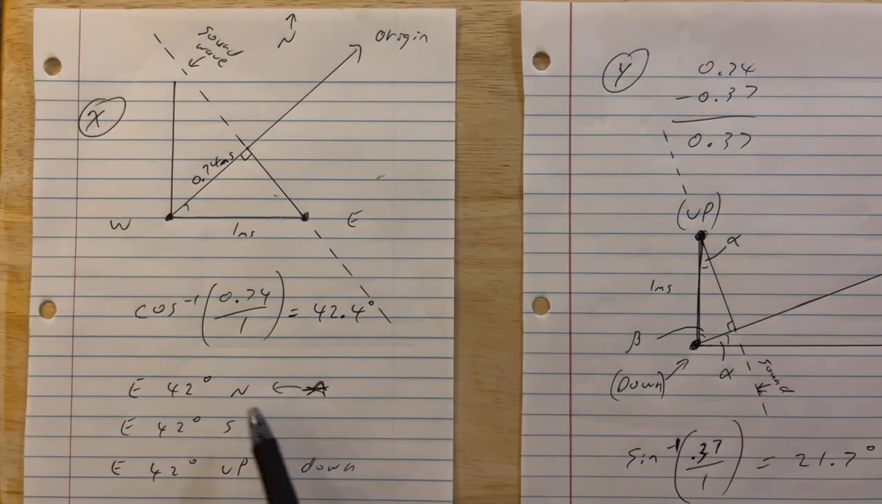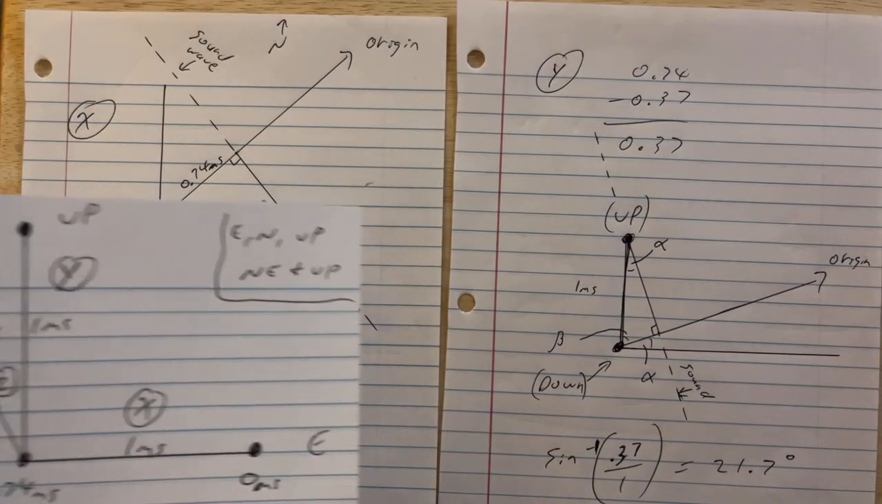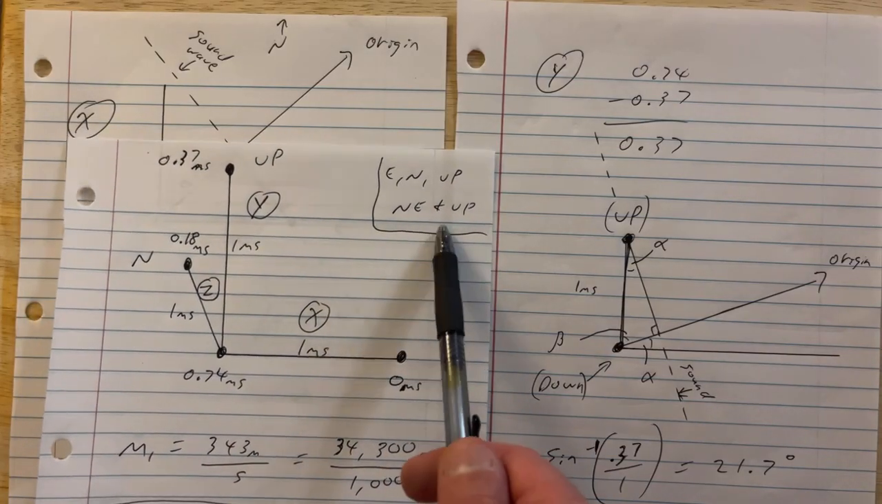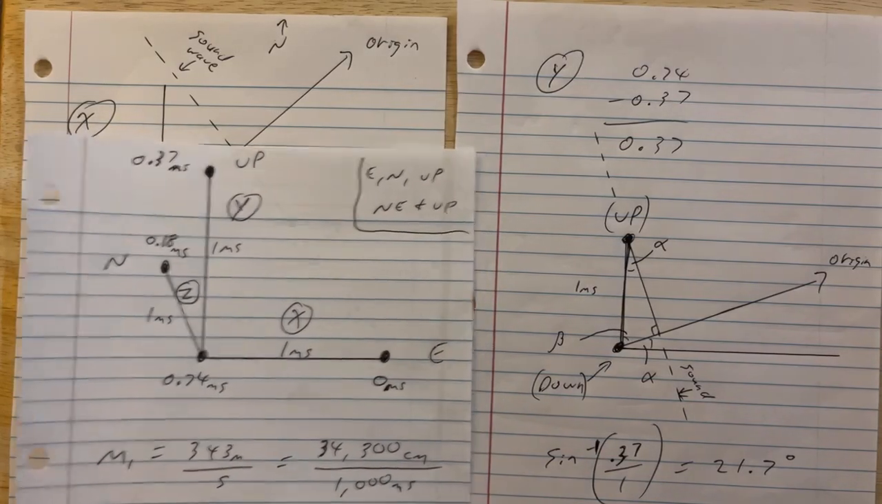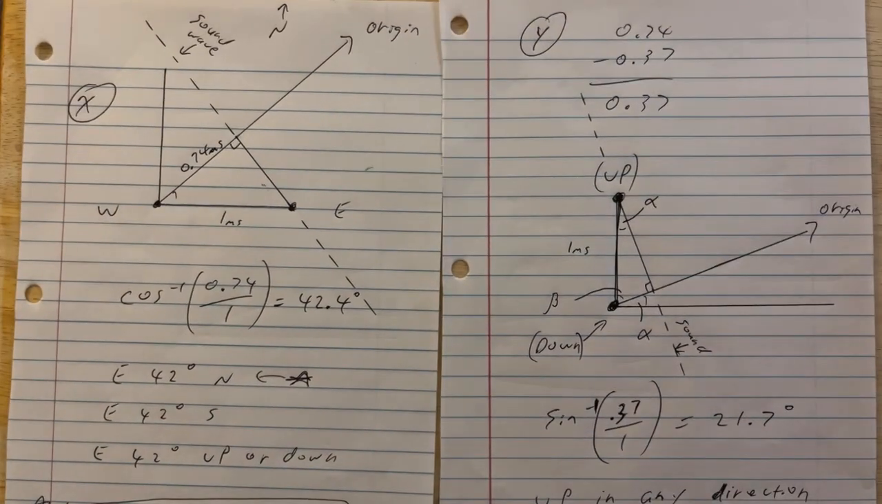I put a star next to the 42 degrees north because we already know that the shooter is in the northeast quadrant. And that was from just the logic we deduced from right here with no math. Northeast and up is the direction of the shooter. For the y-axis, there's one extra step.